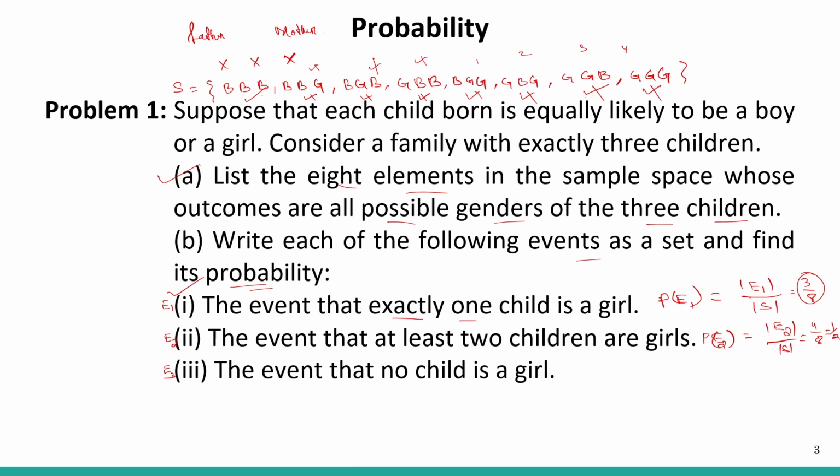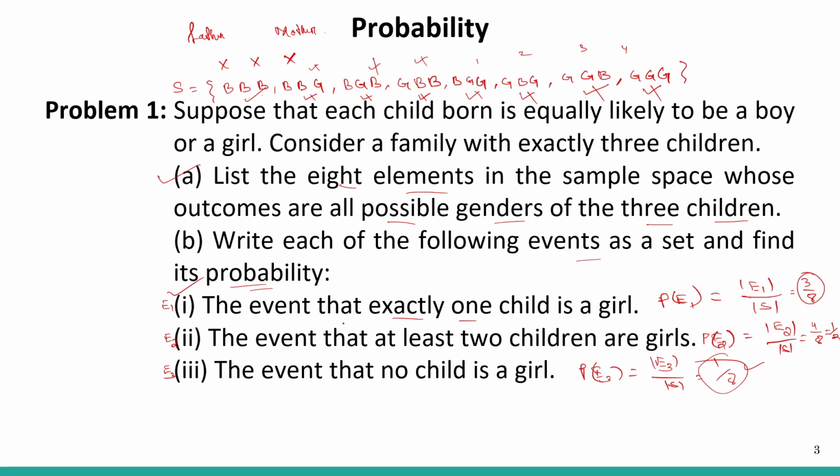So what will be the cardinality of E3? Only B, that is boy, boy, boy, will belong to E3. So the probability of E3 will be the cardinality of E3 by the sample space cardinality. So it will be equal to 1 by 8. This will be the probability of the E3 case. Okay, so by doing all this, we have solved problem number 1.